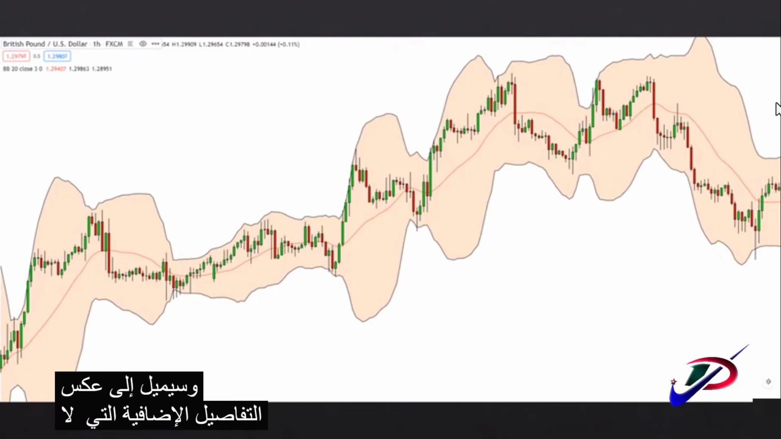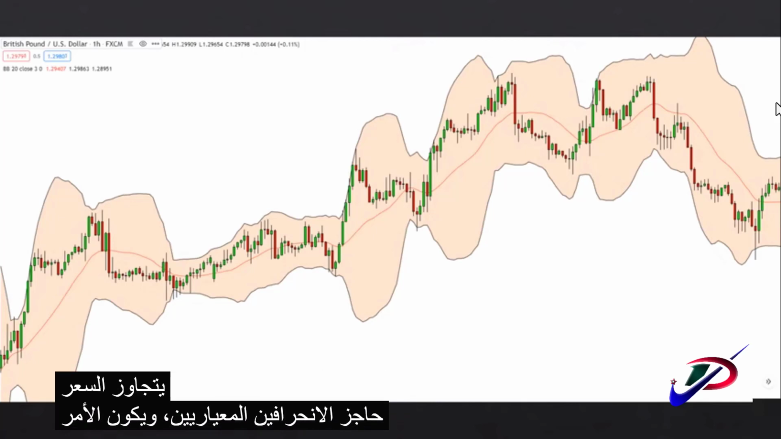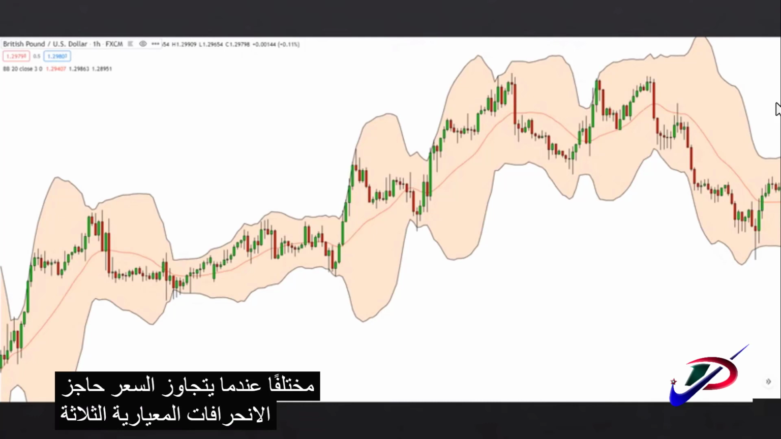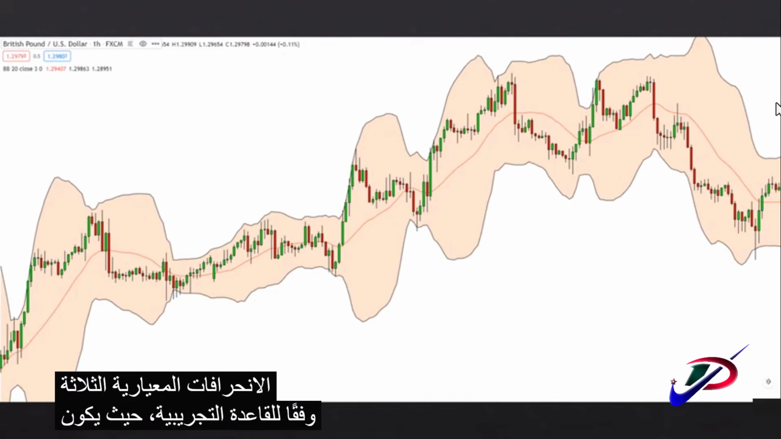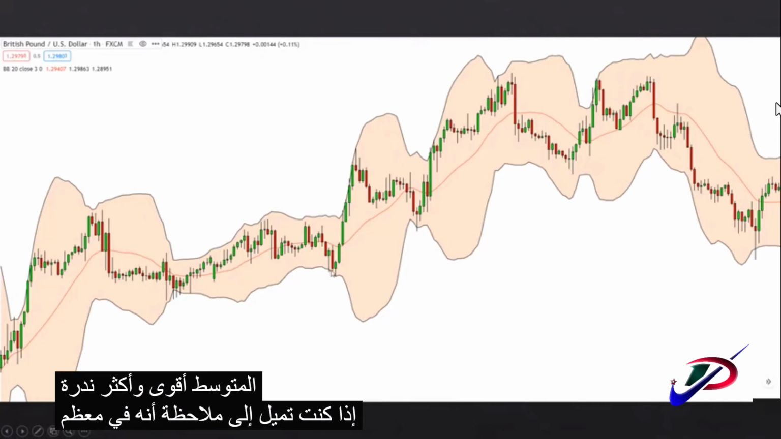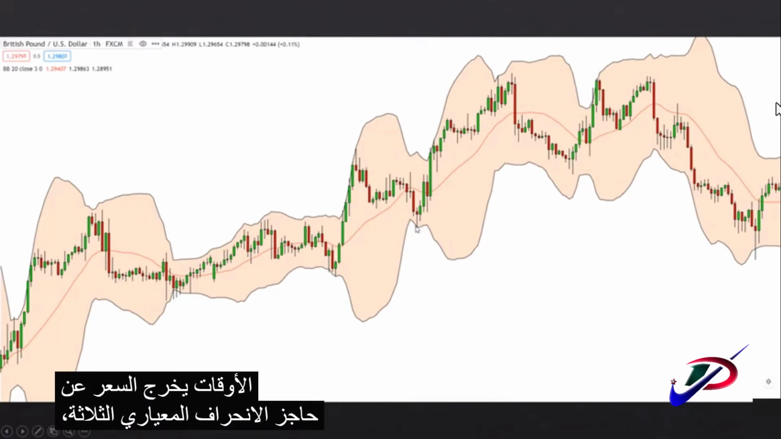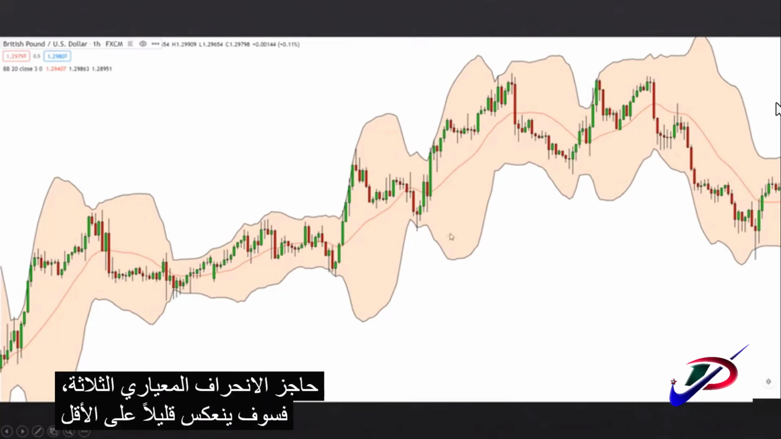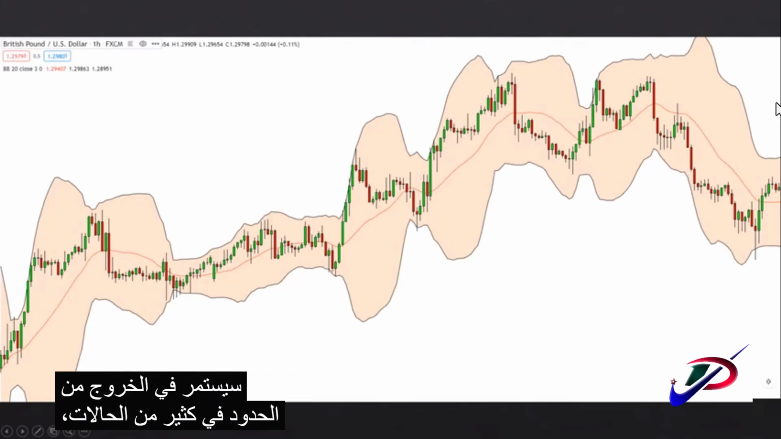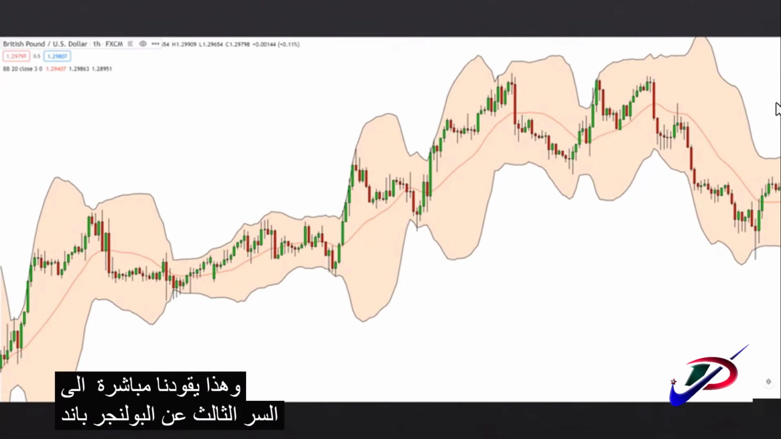The additional detail that not all traders know is that it's one thing when price goes out the 2 standard deviation barrier, and it's another when price goes out the 3 standard deviations barrier. According to the empirical rule, price going out 3 standard deviations from the mean is a much stronger and rarer event. You tend to notice that most of the times that price goes out the 3 standard deviations barrier, it will reverse at least a little bit. When 2 standard deviations are used, you observe that price will continue going outside the boundaries in many cases. This leads us directly to the third secret about Bollinger Bands.